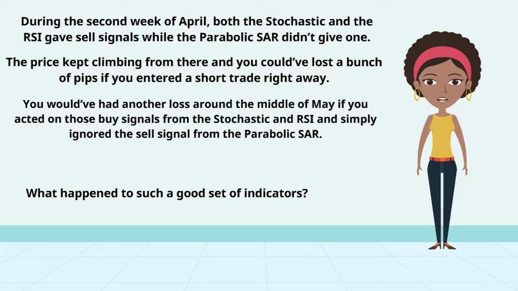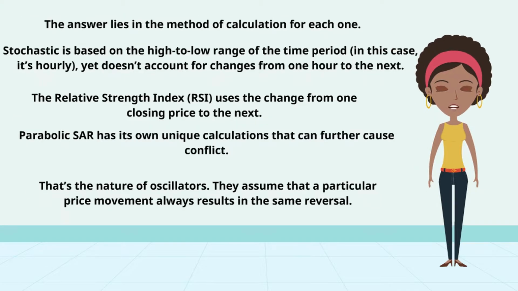What happened to such a good set of indicators? The answer lies in the method of calculation for each one. Stochastic is based on the high to low range of the time period. In this case, it's hourly, yet doesn't account for changes from 1 hour to the next. The Relative Strength Index, RSI, uses the change from one closing price to the next. Parabolic SAR has its own unique calculations that can further cause conflict.